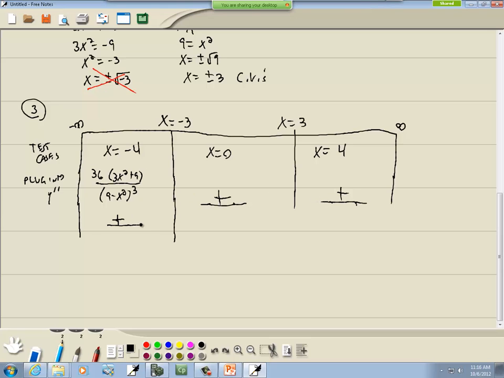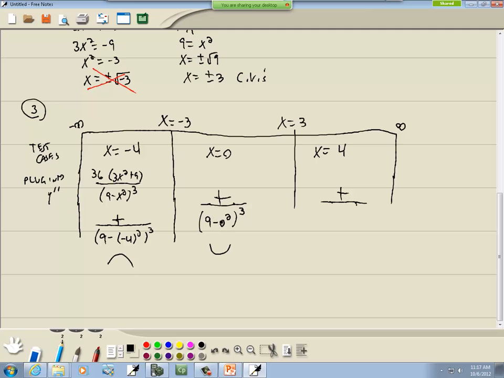Okay, so let's plug negative 4 into the bottom. So we've got (9 minus negative 4 squared) to the third power. Negative 4 squared is 16. 9 minus 16 is a negative number. A negative number to the third power is negative. So we've got positive over negative, which is negative. So this is concave down. Now if I put 0 in, I've got (9 minus 0 squared) to the third power. 0 squared is 0. 9 minus 0 is positive. A positive number to the third power is positive. And positive divided by positive is positive. So it's concave up.